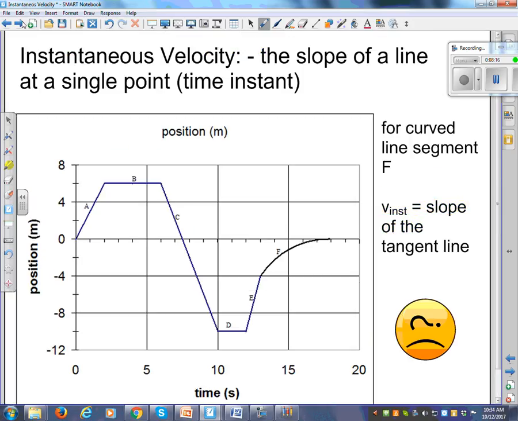What about slope of a curved line segment? How do I find the instantaneous velocity at a single point right there?